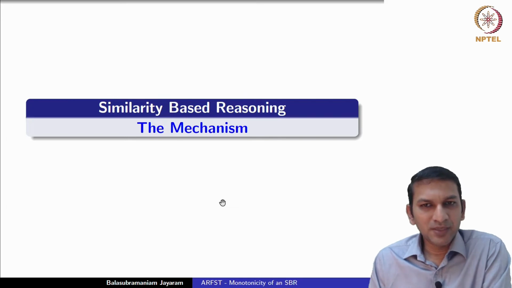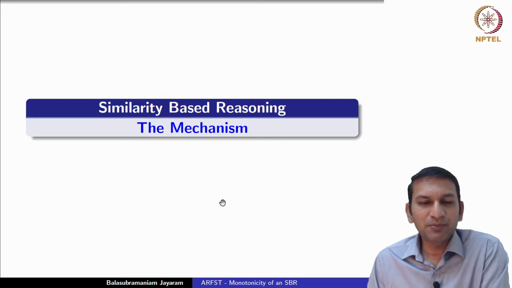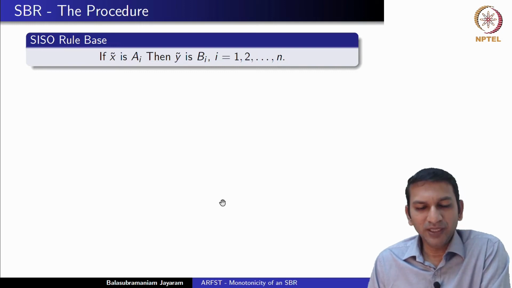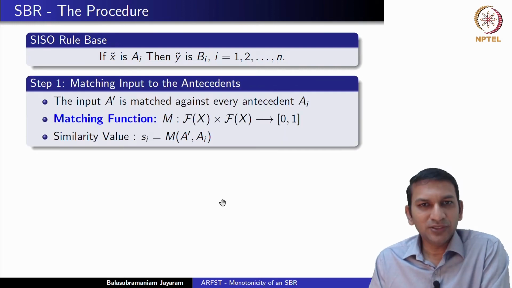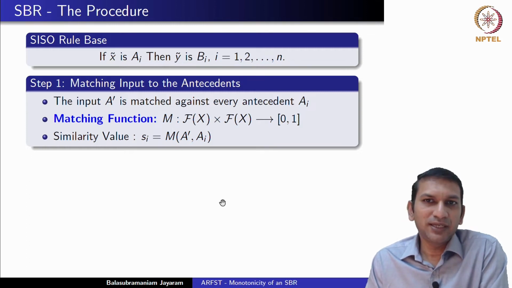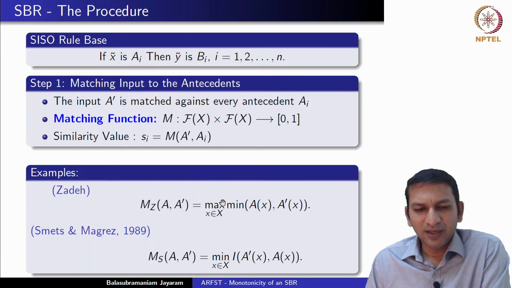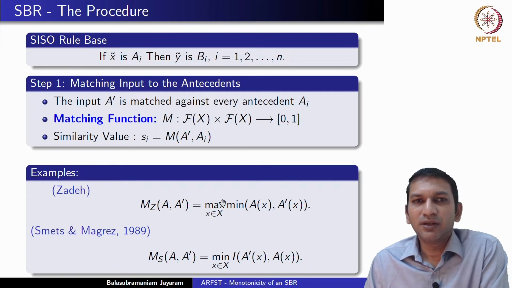Now, we want to discuss the similarity based reasoning. A quick recap of the mechanism. What do we have? Once again, we have a CISO rule base. We are given an A dash, which is a fuzzy set on X. What we do is we use a matching function to match this A dash to each of the antecedents Ai and obtain similarity values S1, S2, so on to Sn. And these are the 2 important or commonly used matching functions in the literature.